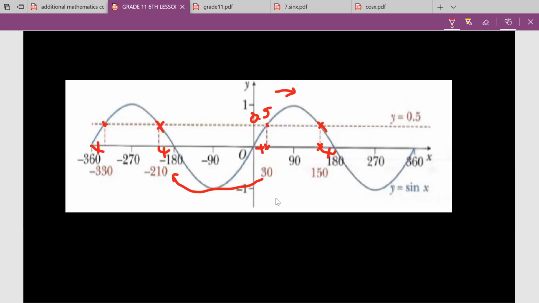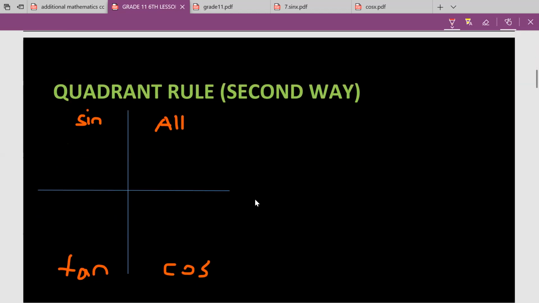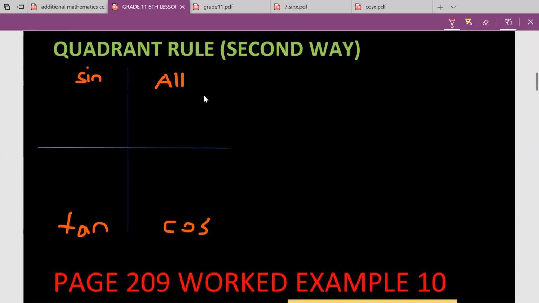If you are confused, if you didn't understand this way using the symmetry, we can use the quadrant rule. If you remember the quadrant rule, all values are positive in the first quadrant, and only sine value is positive in the second quadrant. In third quadrant, tan, and in fourth quadrant, cosine values are positive. So if you remember, we call it all students trust Cambridge. Find values.